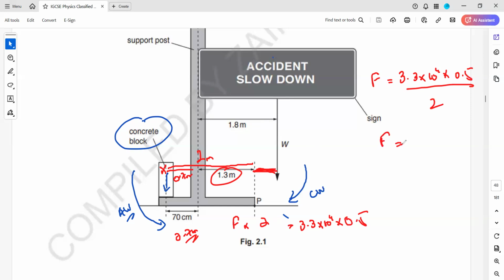How much is the weight? What is the weight of this object? 3.3 exponent 4 times 0.5 divided by 2. You'll get the answer in newtons: 8,250. So 8,250 and the unit will be newtons. Is it clear, this one? Whenever they ask about any unknown weight or distance and you have a turning effect, you will always consider that the clockwise and anti-clockwise turning effects are equal. Okay?